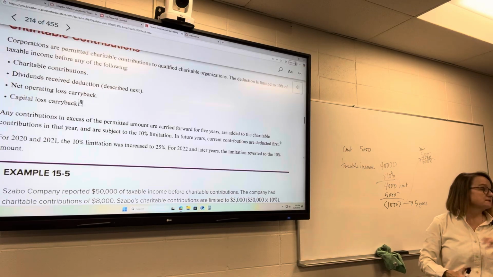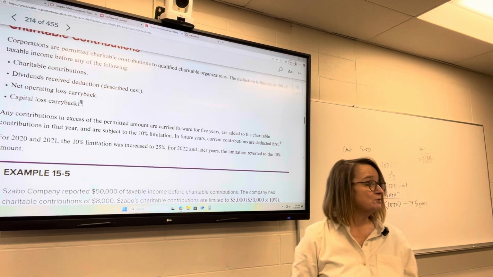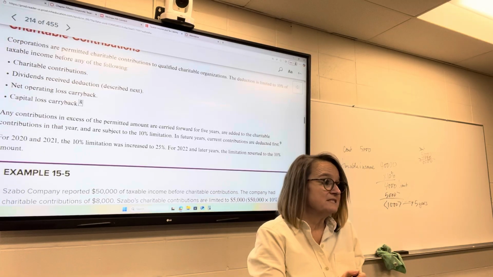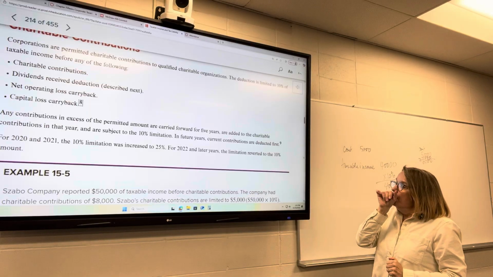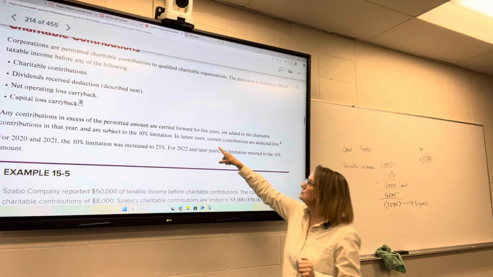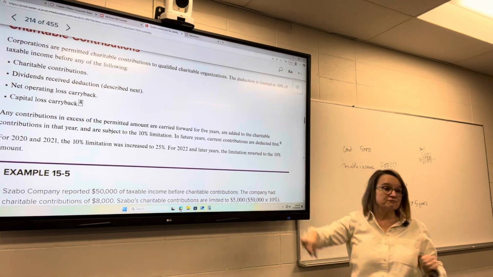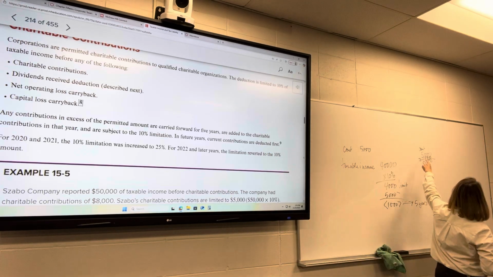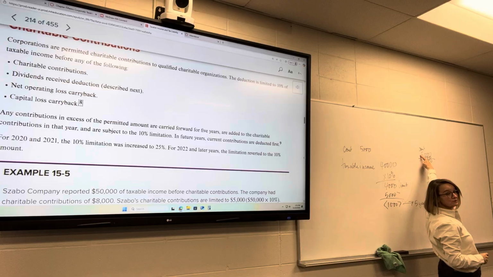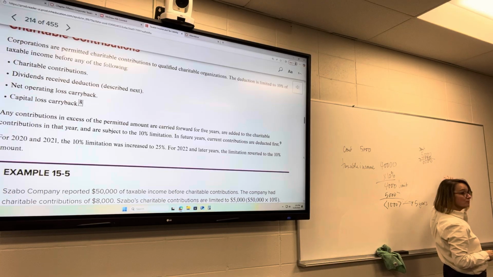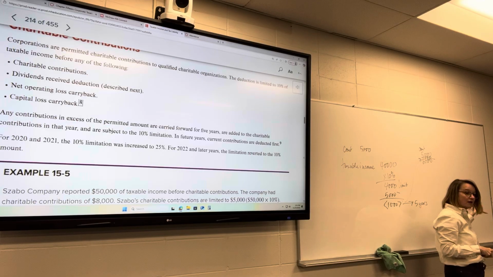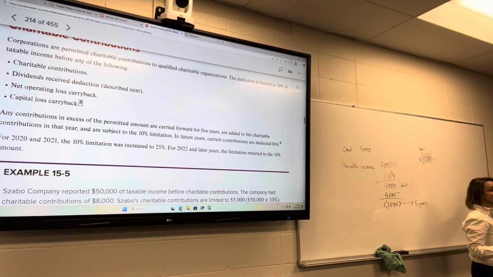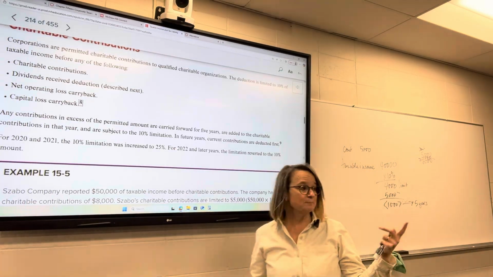So it's important for corporations to manage their contributions if they're concerned about the tax effect of it. In future years, the current contributions are deducted first. So again, that $5,000 would be deducted first. This $1,000, if we don't have enough taxable income to absorb it, is going to get carried forward another year. And remember, we've only got 5 years that we can use that. This is where tax planning comes in.